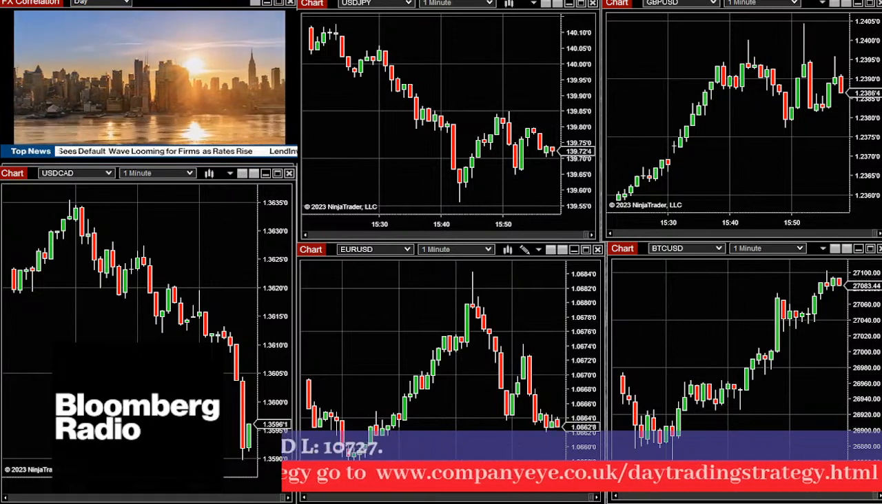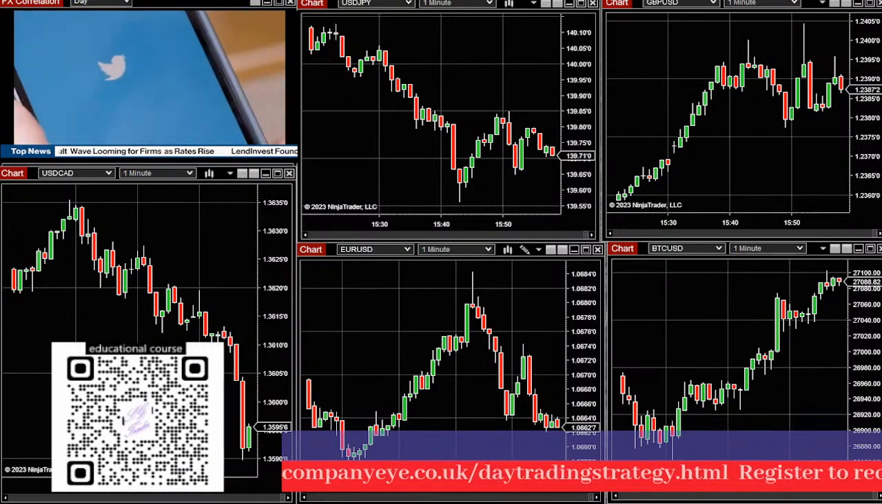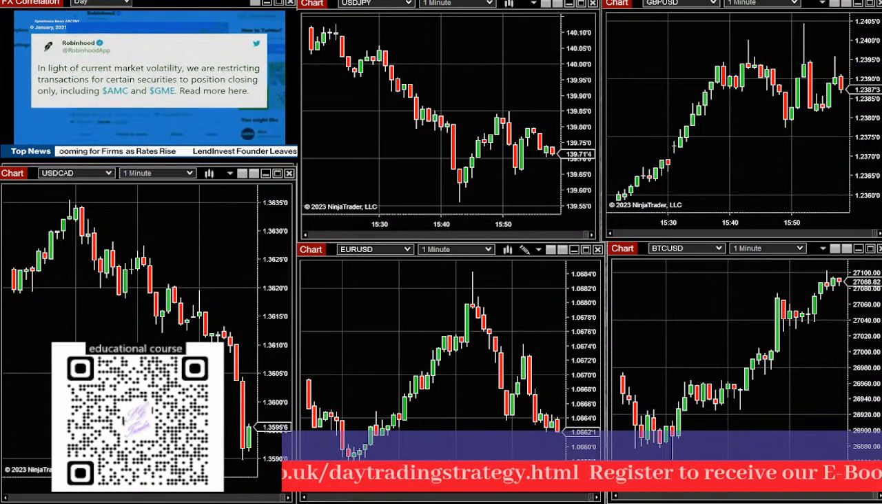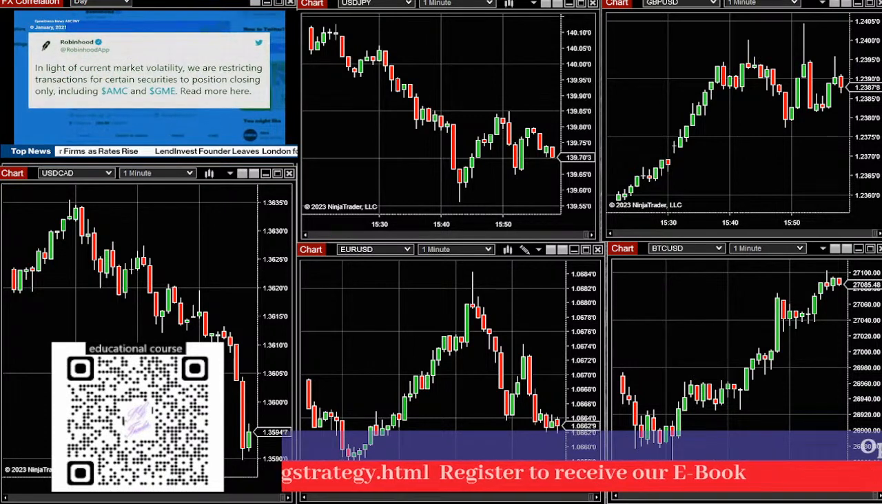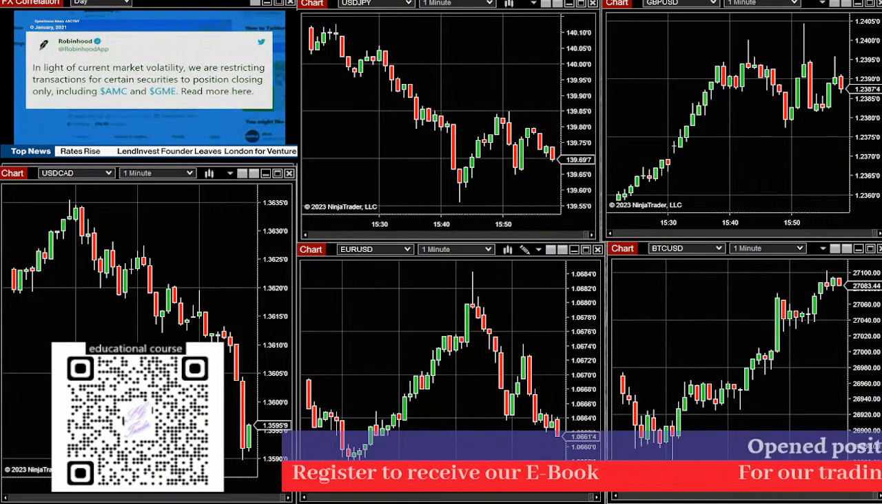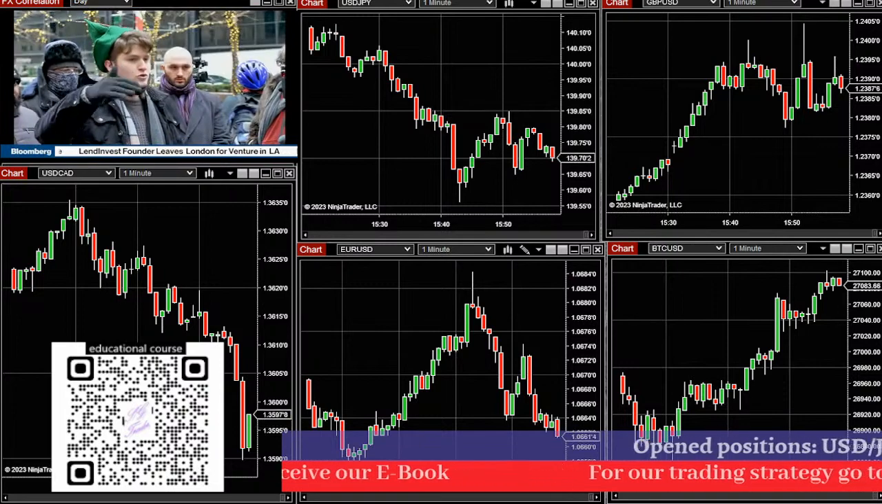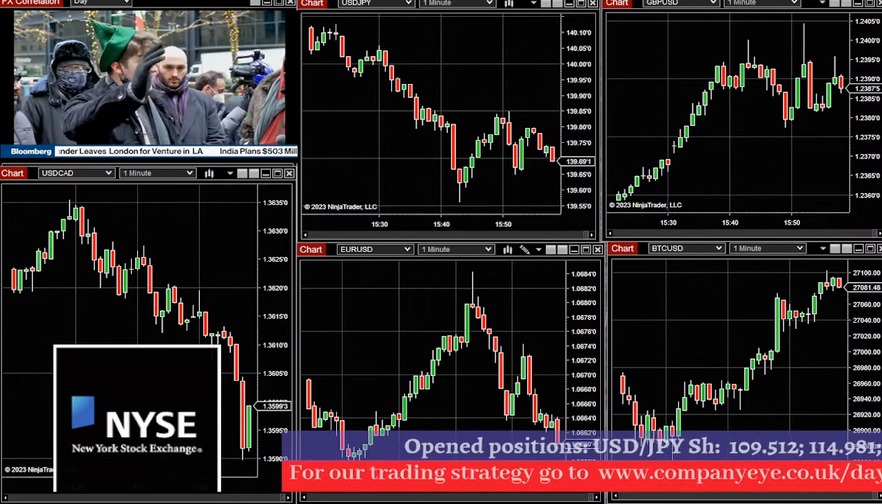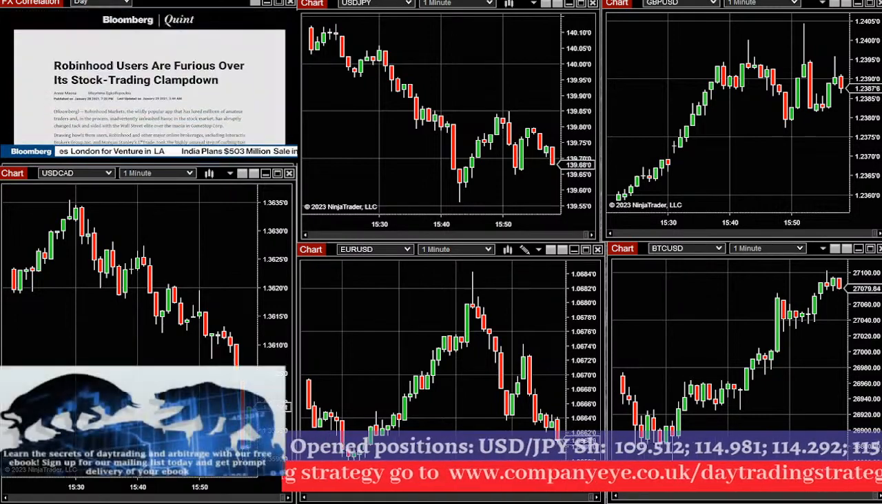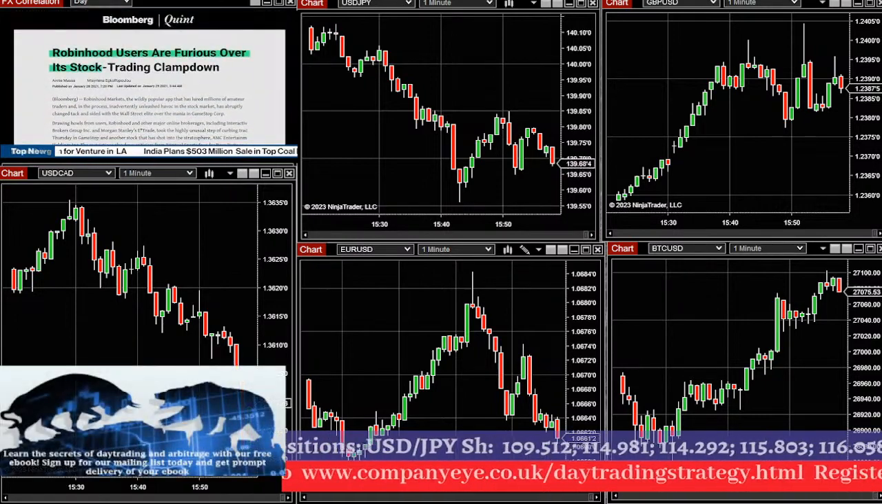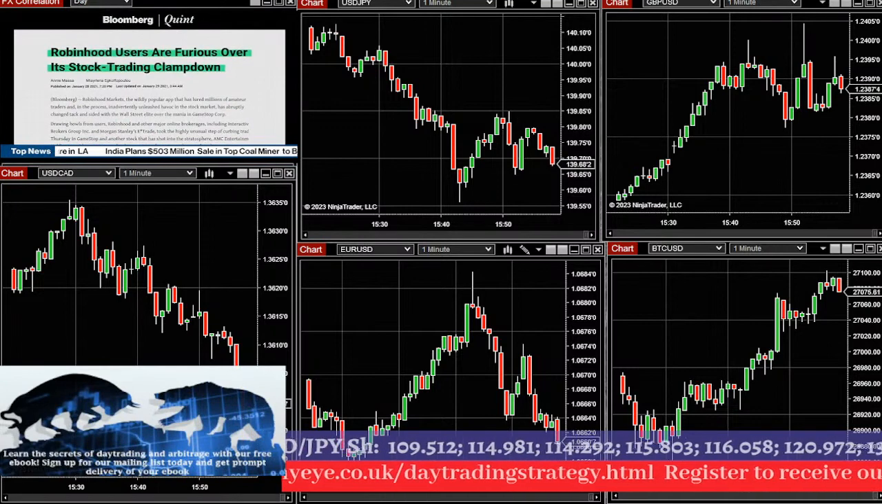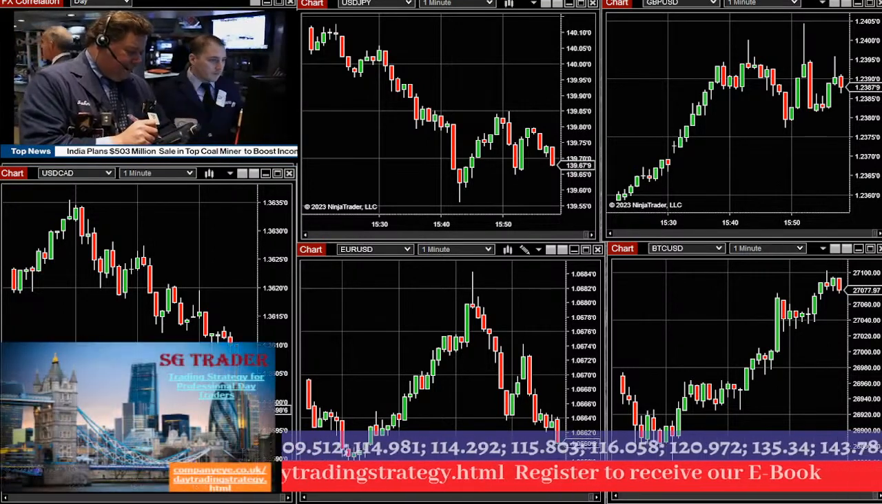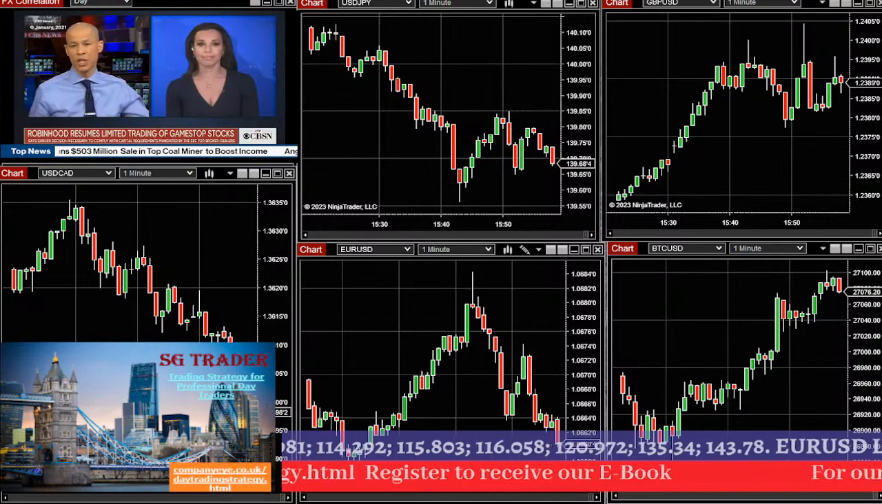Thursday morning, the trading app Robinhood sent out this tweet. In light of current market volatility, we are restricting transactions, including GameStop. People were really angry. Robinhood was supposed to allow the regular people to play the same game these big boys are playing. But instead, we were all taken for schmucks, and they screwed us. Shares of GameStop are jumping again now that retail investors are being allowed to buy shares of the stock.